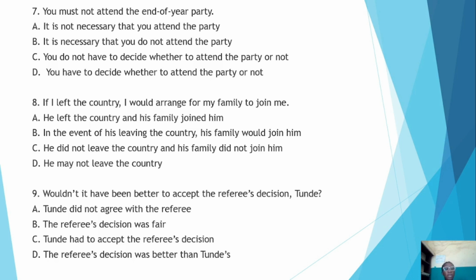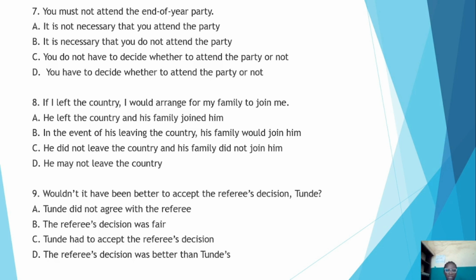Question 9. Wouldn't it have been better to accept the referee's decision, Tunde? Now, let's look at the options. Option A, Tunde did not agree with the referee. Option B, the referee's decision was fair. Option C, Tunde had to accept the referee's decision. Option D, the referee's decision was better than Tunde's. Wouldn't it have been better? Now, that means we are referring to something that has happened. So, it simply means that Tunde did not accept the referee's decision. That makes option A the answer.